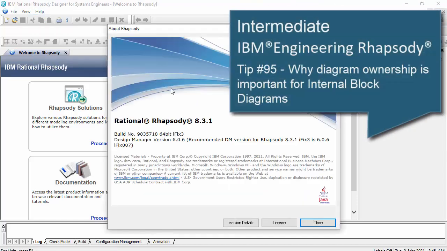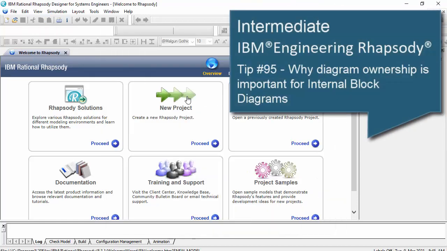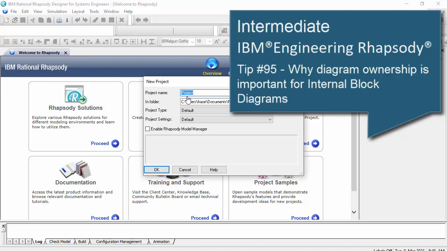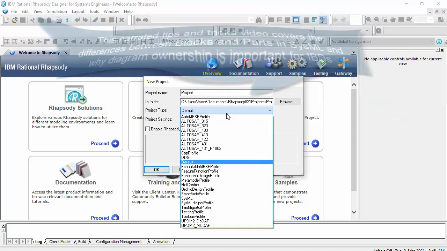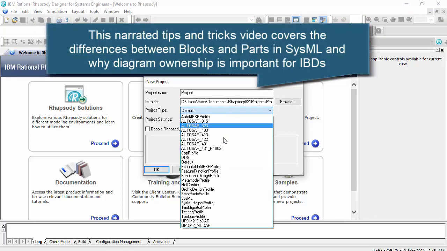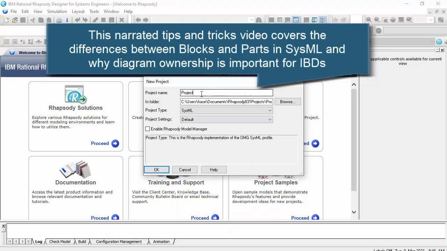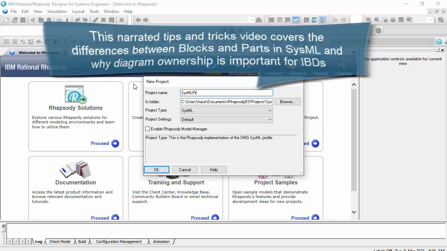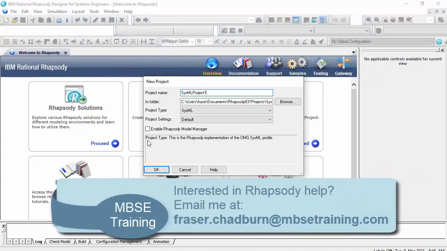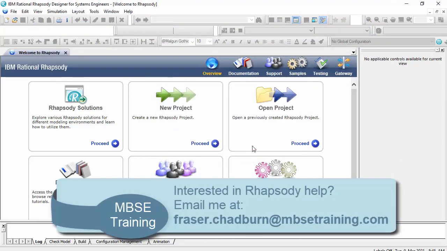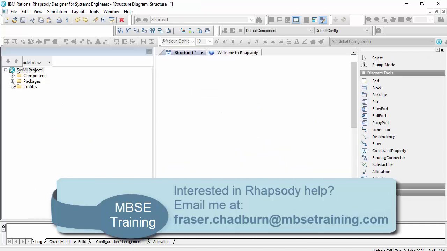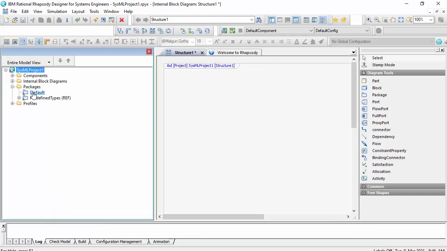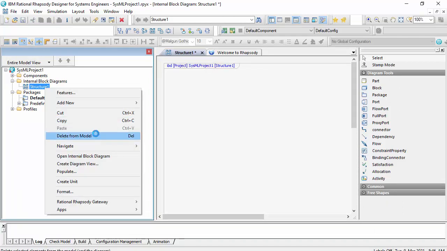Hi, in this short video, I'm just going to show why it's important to have internal block diagrams that are children of blocks rather than owned by package. So I'll just start by creating a quick SysML project. And then I'll create the classic structure. So let me just get rid of that internal block diagram.